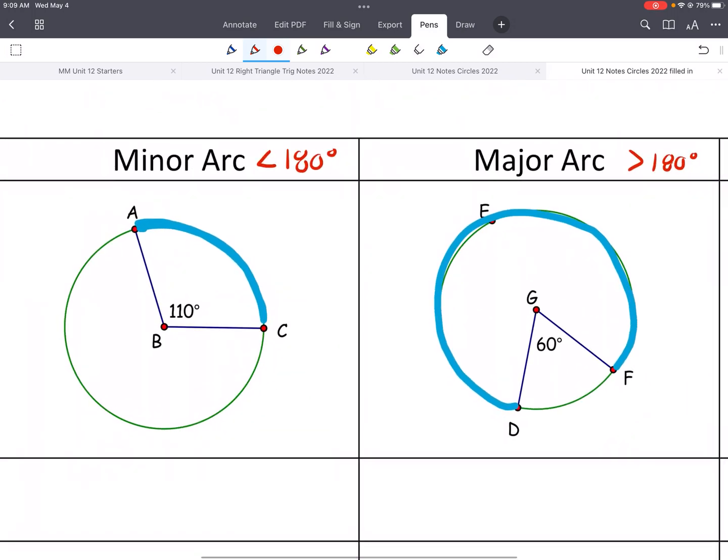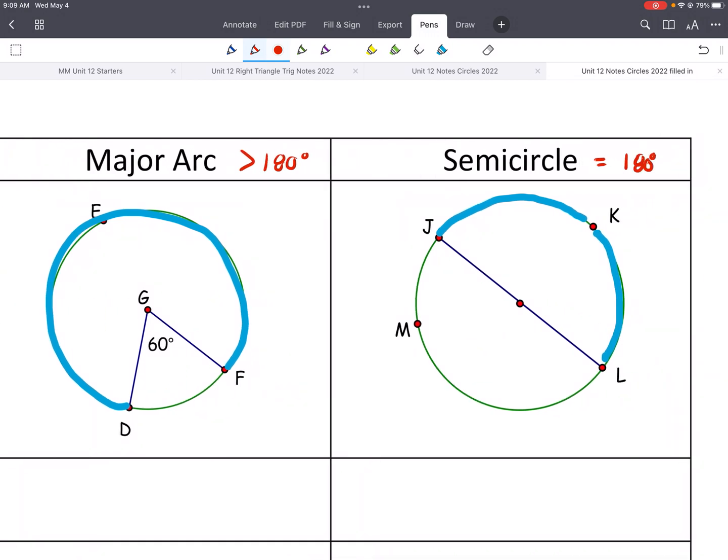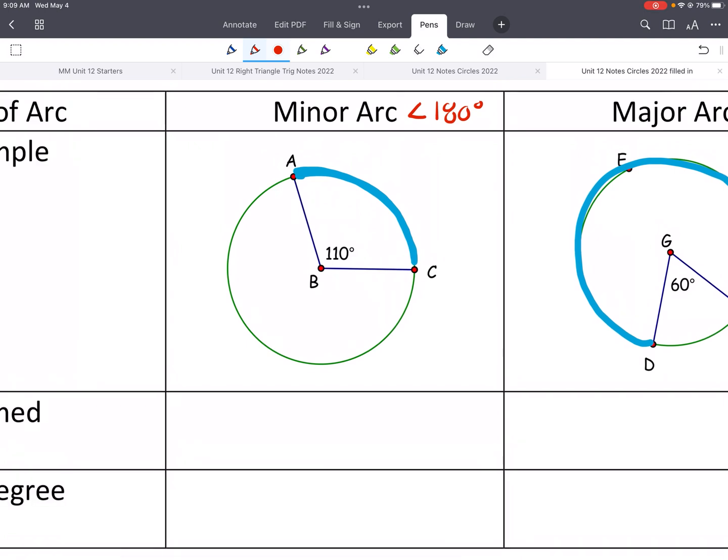Minor arcs are when the arc is less than 180 degrees. Major arcs are where it's more than 180 degrees, and then we have semicircles where the arc is exactly 180 degrees. Okay, so let's talk about minor arcs. If the central angle, so again we have a central angle because its vertex is at the center of the circle. That's the name, central angle. All right, what would be its arc? Well, here its arc is the same as its angle, so this would be 110 degrees.